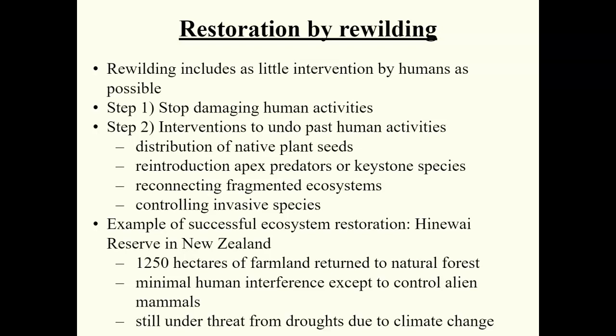If they're missing their keystone species or apex predators, then reintroduction of those may be needed. If the ecosystems are fragmented, then we may have to help connect them by providing corridors and such. And then if we have released invasive species into those areas, then being able to control those invasive species by removal or killing them may be necessary.